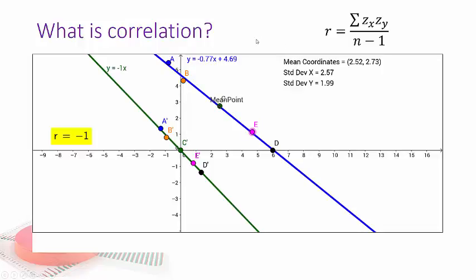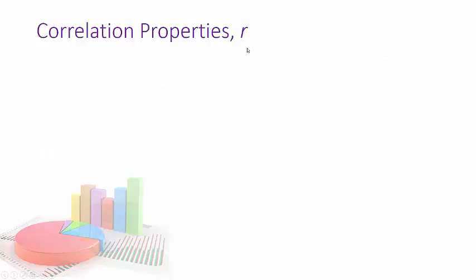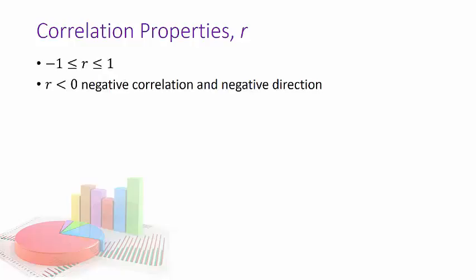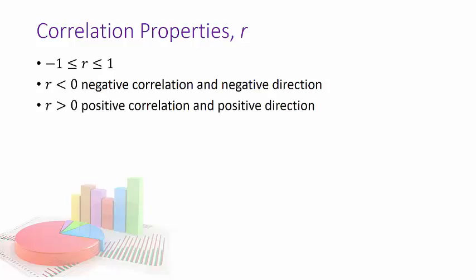Okay, so now that we've talked about correlation, the next thing you need to know are some properties of correlation. As we already mentioned, the correlation coefficient is always between -1 and +1. It can go to -1. That means it's a perfectly linear negative relationship. It can be +1, which means it's a perfectly linear positive relationship. So again, when R is less than 0, negative correlation and negative direction. We talked about direction on the last video. When R is positive, positive correlation and positive direction.